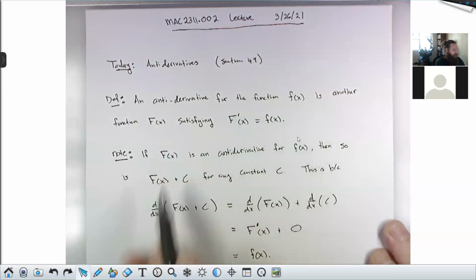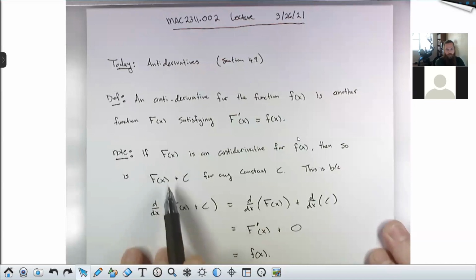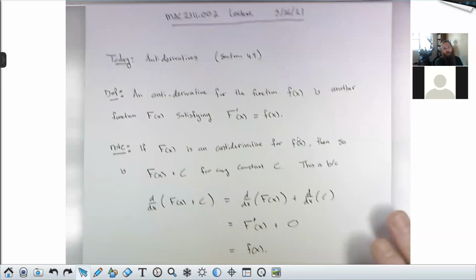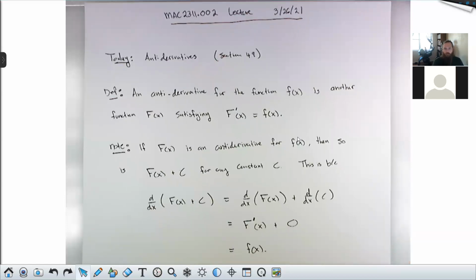So if you have one antiderivative, you can get another by adding a constant, right? So if x cubed is your antiderivative, then x cubed plus 2, x cubed minus 7, x cubed plus pi, all of those would also be antiderivatives.